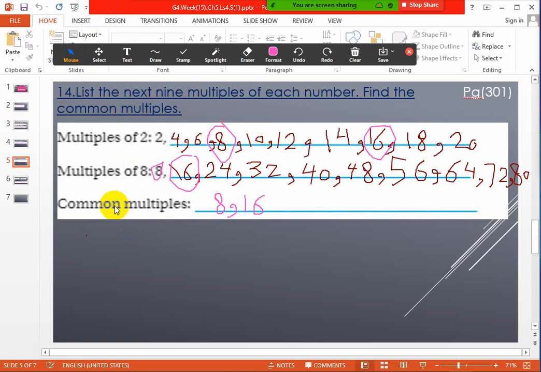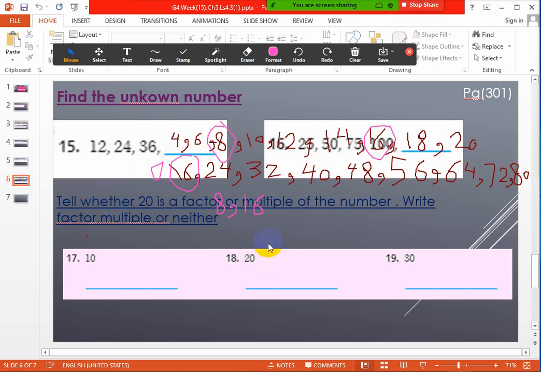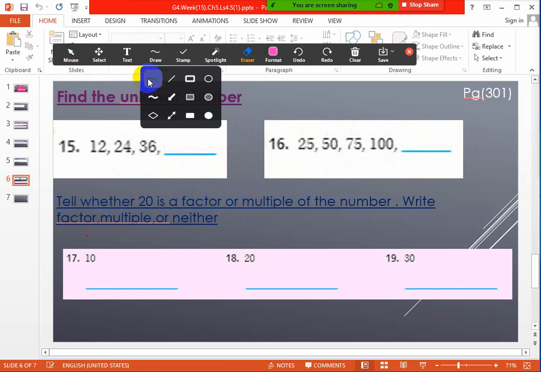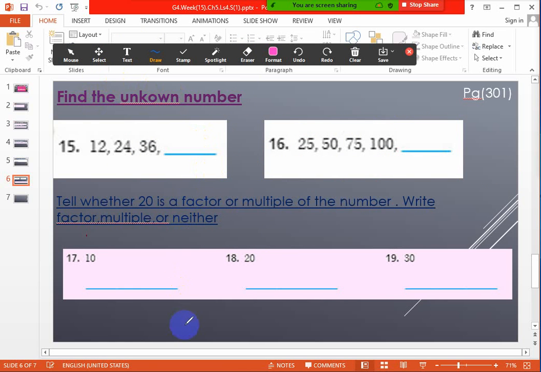Okay, just one time, girls. Now let's continue to number 15. Find the unknown number. Also, I have to find the next multiple. Okay, here I don't know the numbers. I will know the numbers from the multiple.